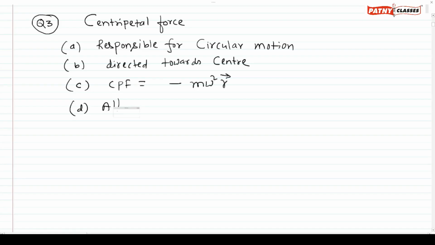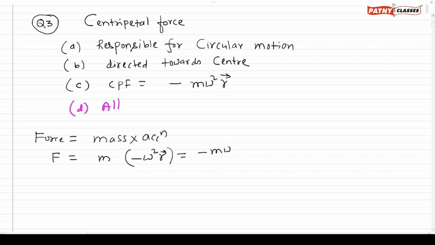Question number 3, centripetal force. Option A, responsible for circular motion. Option B, directed towards center. Option C, centripetal force equals minus m omega square into vector R. Option D, all. Option D is correct. How is option D correct? Let us discuss. We know that force equals mass into acceleration. Therefore, F equals m times the centripetal acceleration, that is minus omega square vector R, so F equals minus m omega square vector R. So option C is correct.